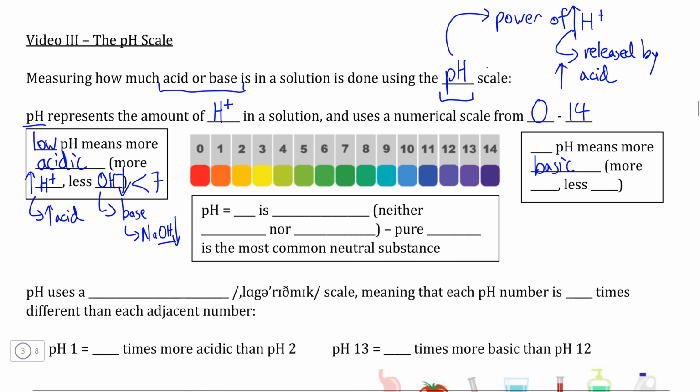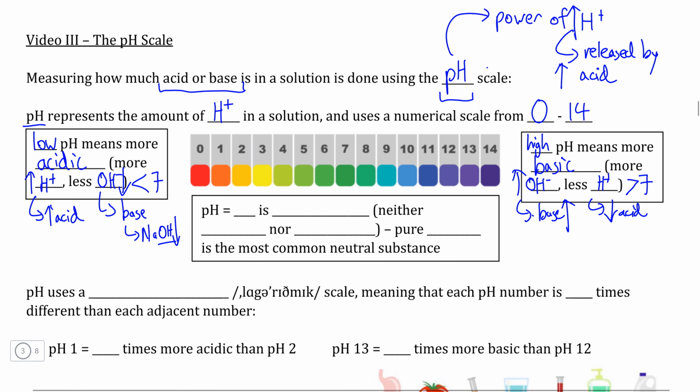In terms of defining bases chemically, it's exactly the opposite. So if we go from 7, and if we have a pH that is greater than 7, moving to the 14 end of the scale, these substances are defined as basic, meaning that more hydroxide is present, because once again, hydroxide originates from bases, so the more hydroxide, the more base there is dissolved in water, and the less H+, the less acid there will be that is dissolved in water.